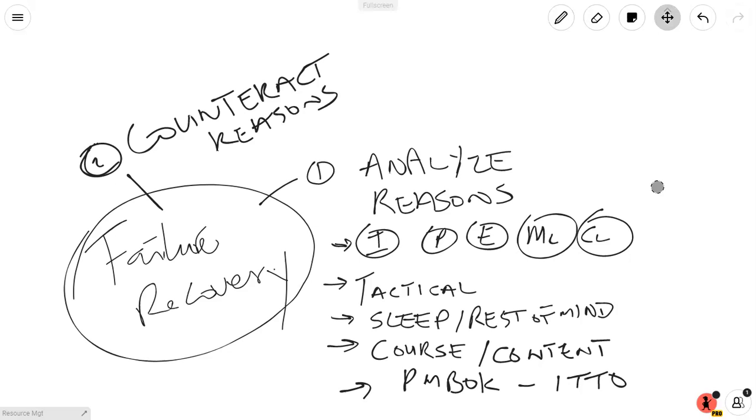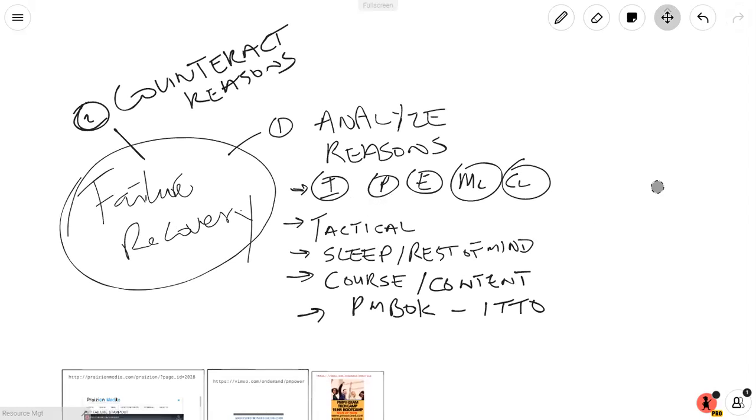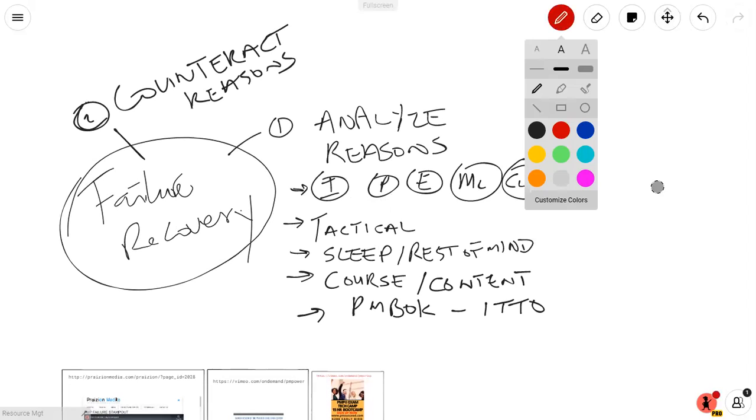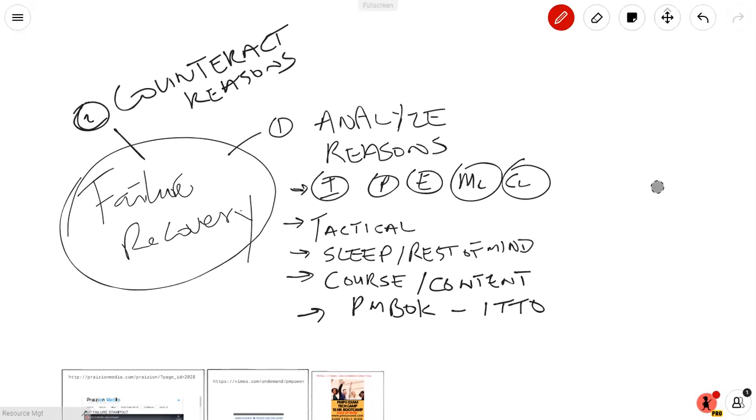Okay? Be honest with yourself. Go back in your mind's eye, assess why you failed, and then counteract the reasons. So, as far as this is concerned, I can help you with a few. One, I will help you analyze this. Okay. Now, when I say I'll help you, understand that I'm sending you information to help yourself.